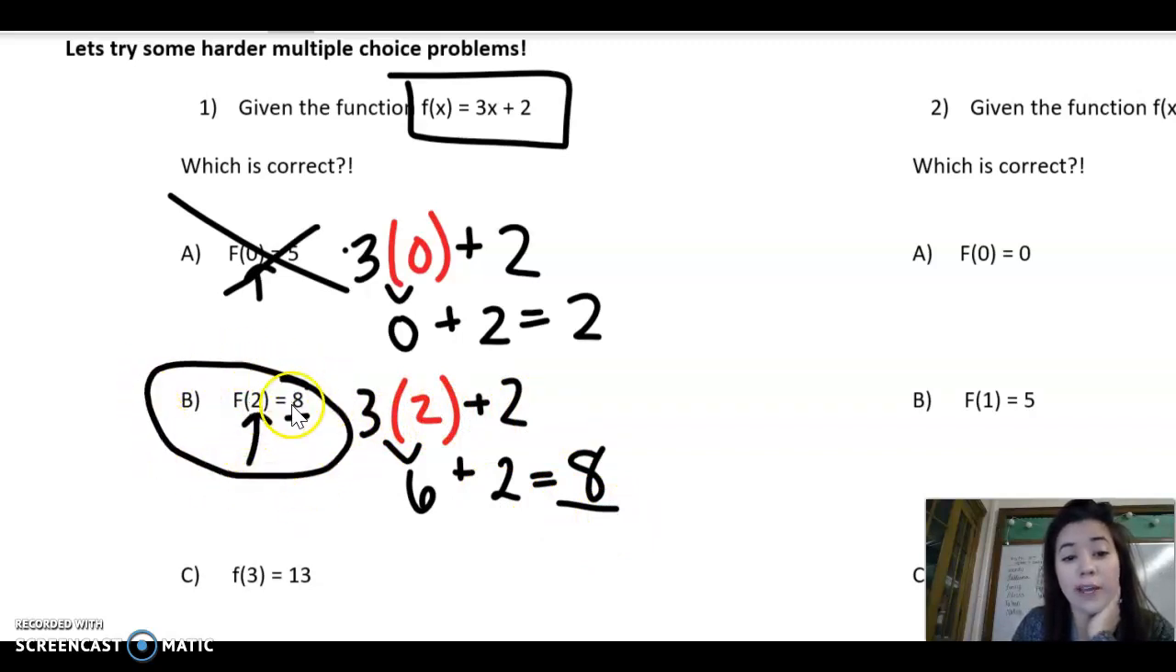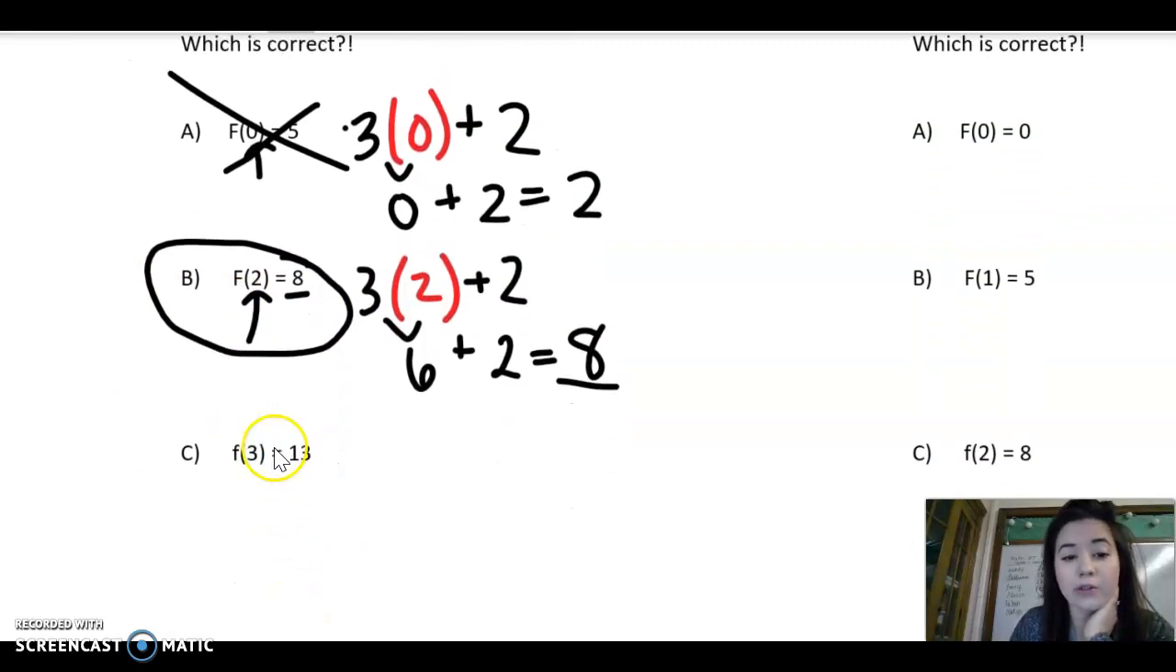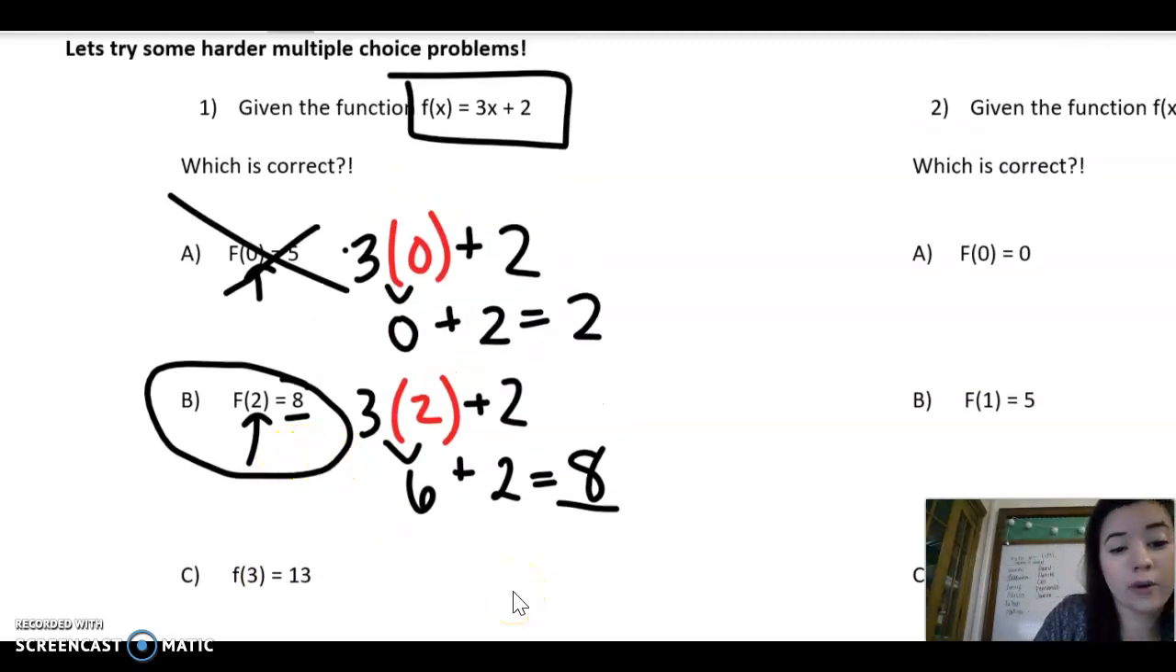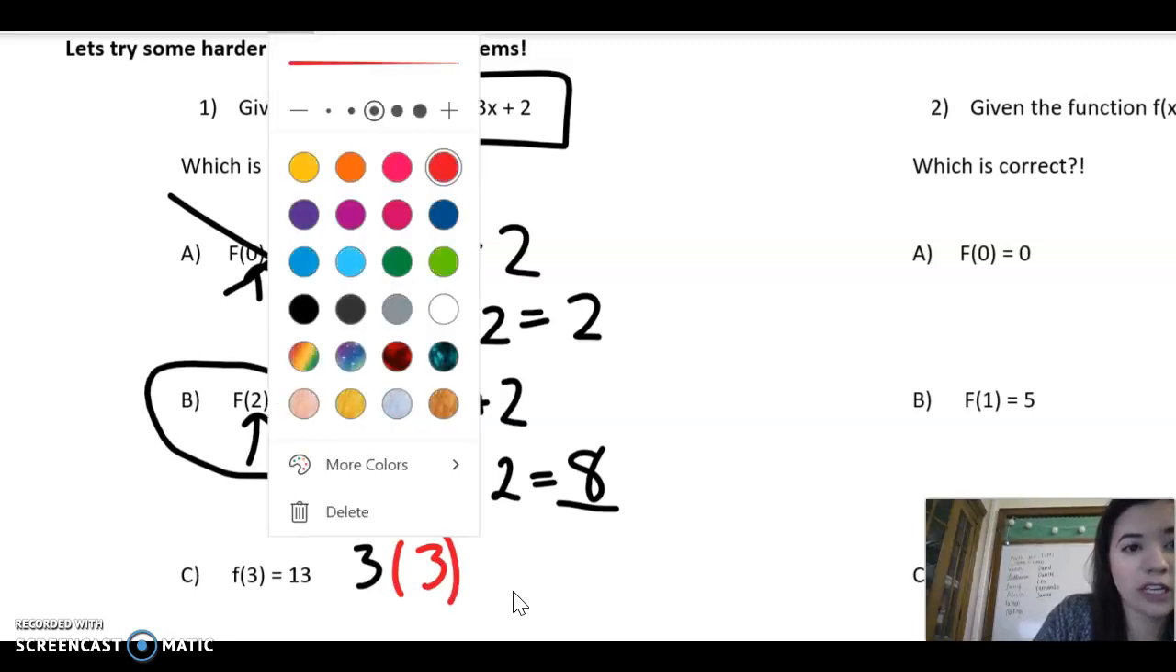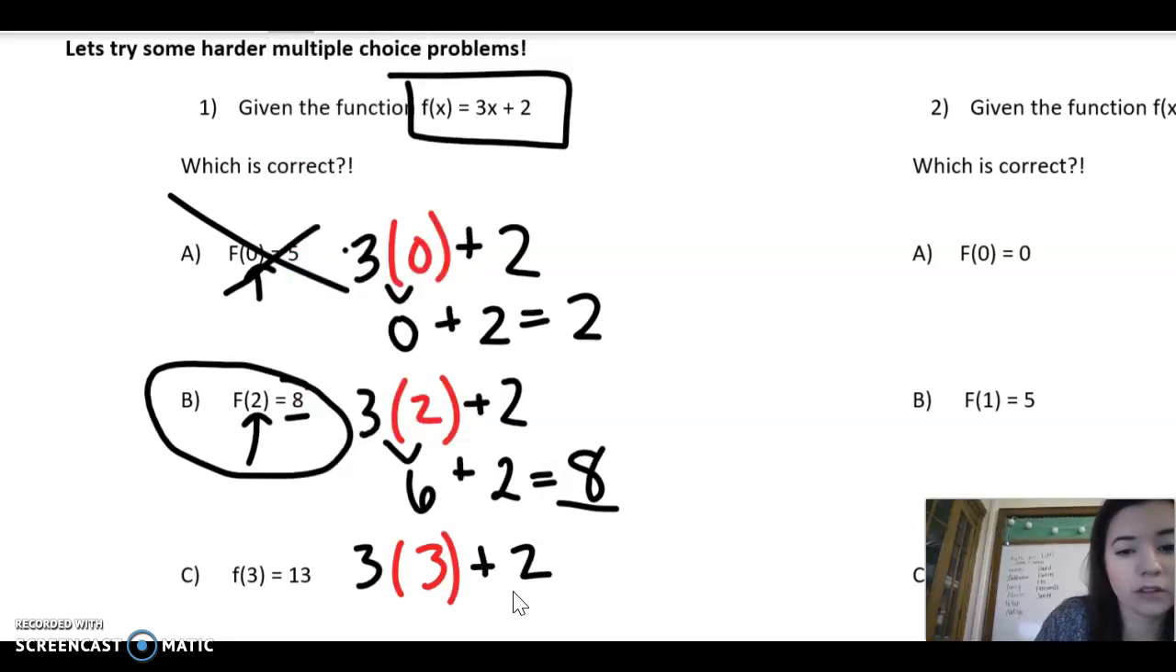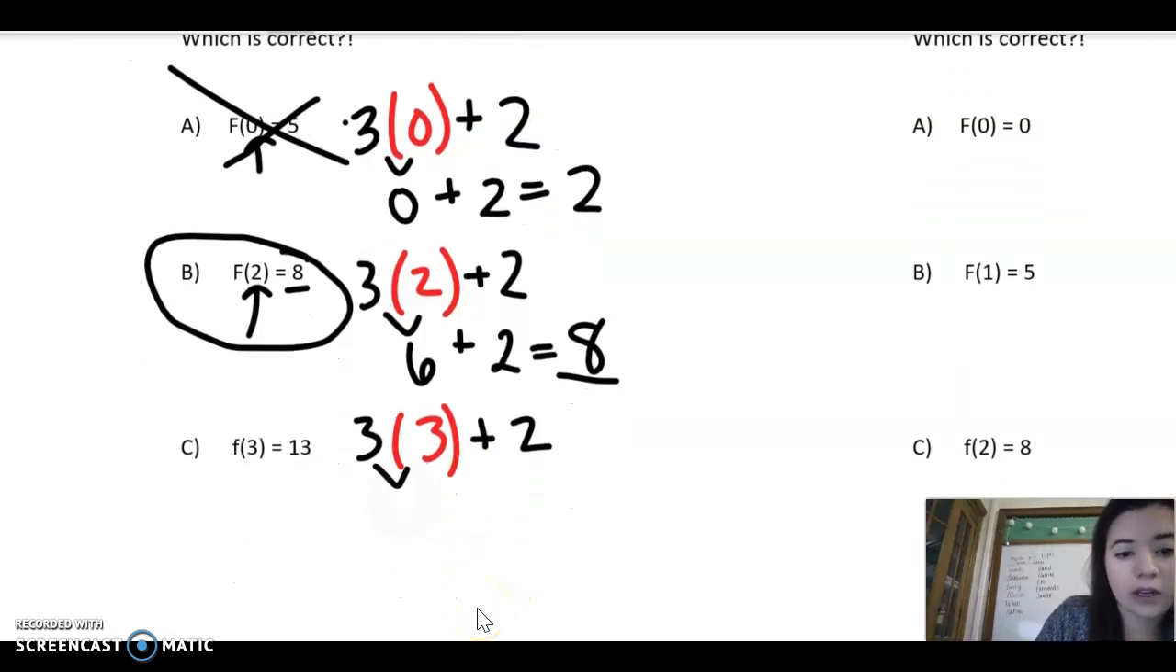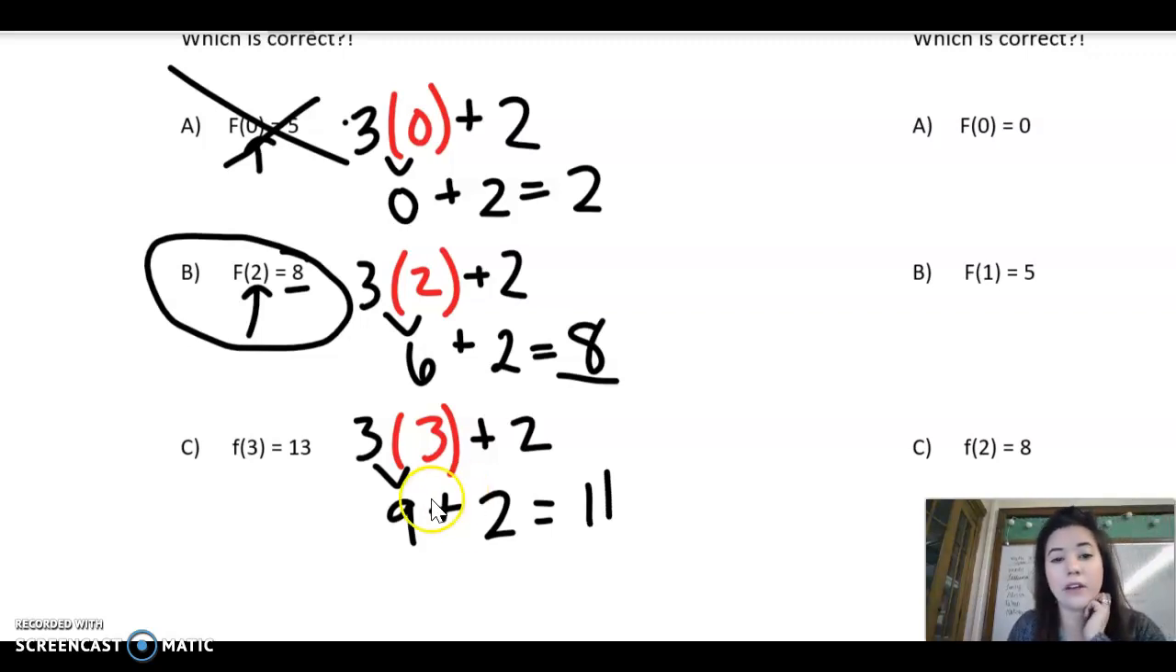When we plug in 2, we get out an 8. And let's just double check that last one here. This one was the correct one, so this should be wrong. Let's just go ahead and make sure of that. So this says my function, when I plug in 3, should equal 13. And we get 9 plus 2, and that equals 11. So this one is also incorrect. This says when I plug in 3, I get out 13. I plug in 3 and I get out 11. So that one is wrong as well.